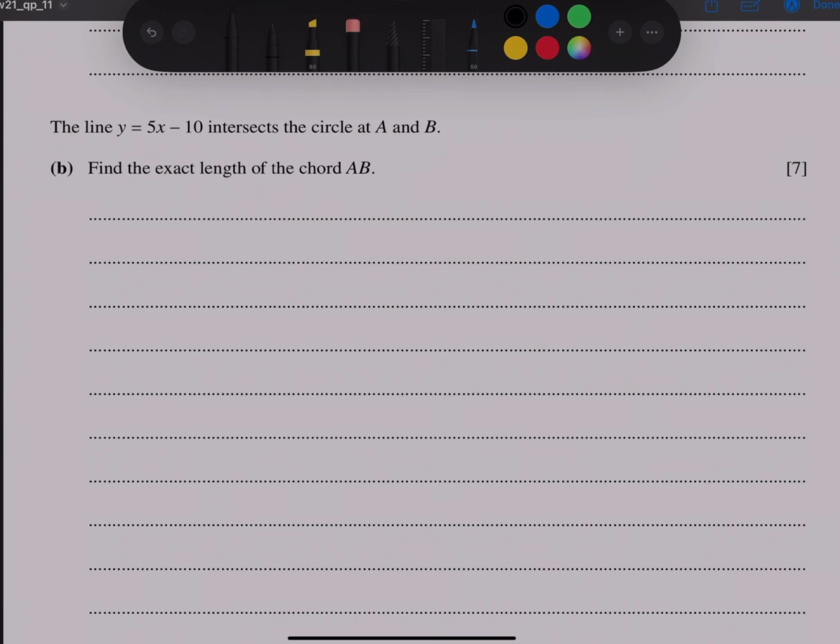Now, moving on to the next question. I don't know why I did that transition. It was kind of unnecessary. But anyway, moving on to the next question.